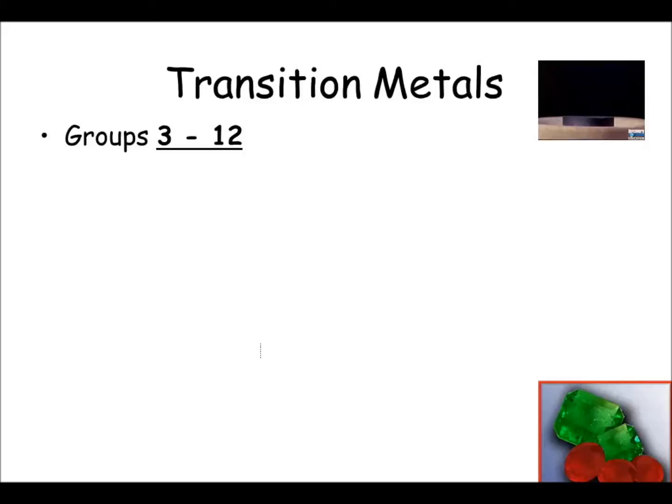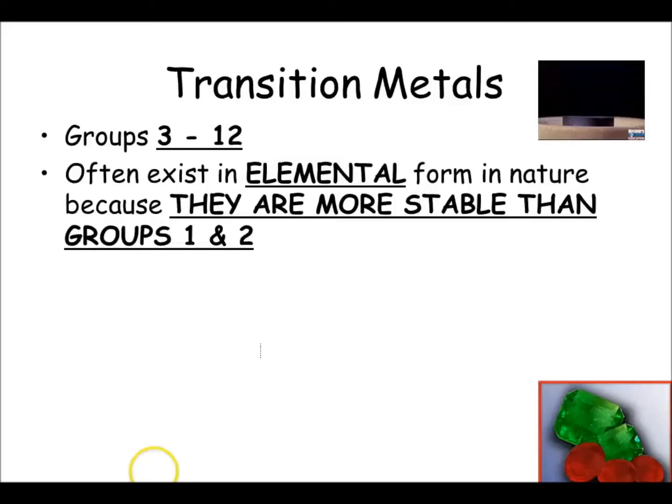Now we're going to talk about our transition metals, where they are groups 3 through 12. So those are columns 3 through 12. Remember, if you numbered your columns going across 1 through 18, we're talking about that middle group, 3 through 12. These guys do exist in elemental form, so you can find an atom of carbon or zinc or whatever. And the reason that happens is because they are more stable than groups 1 and 2.